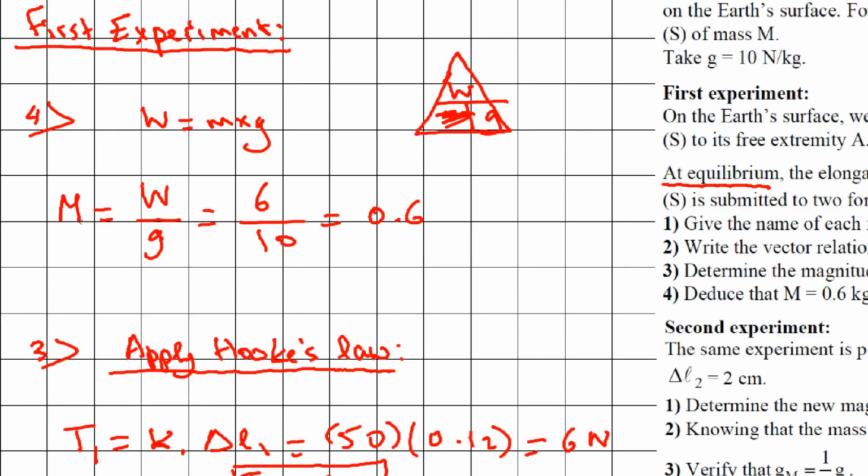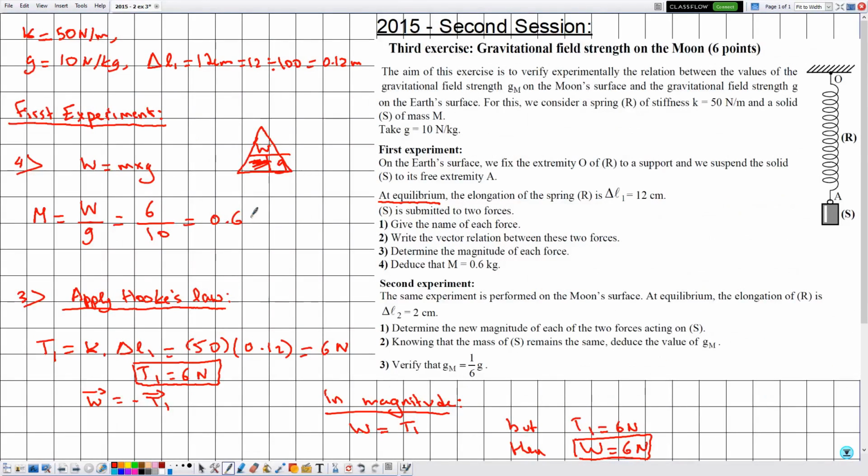Since both W and g are in the SI, the value of m will be in the SI, which is kilograms. So here let me write that m is equal to 0.6 kilogram.